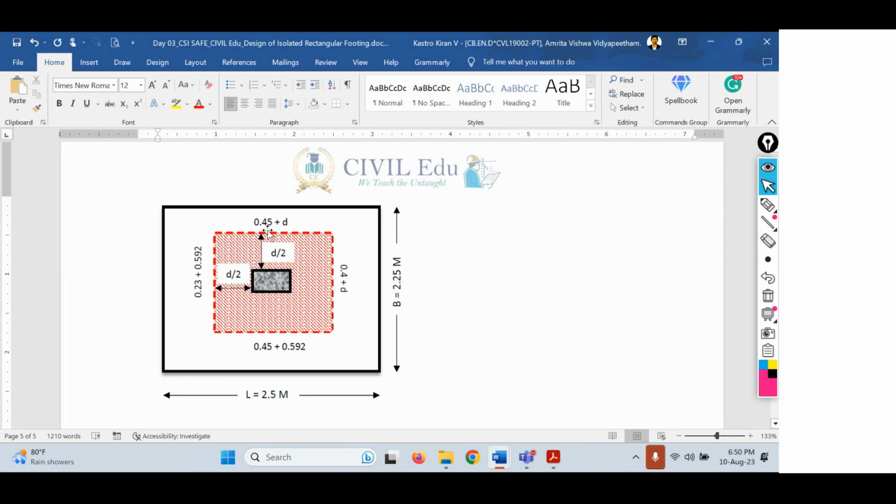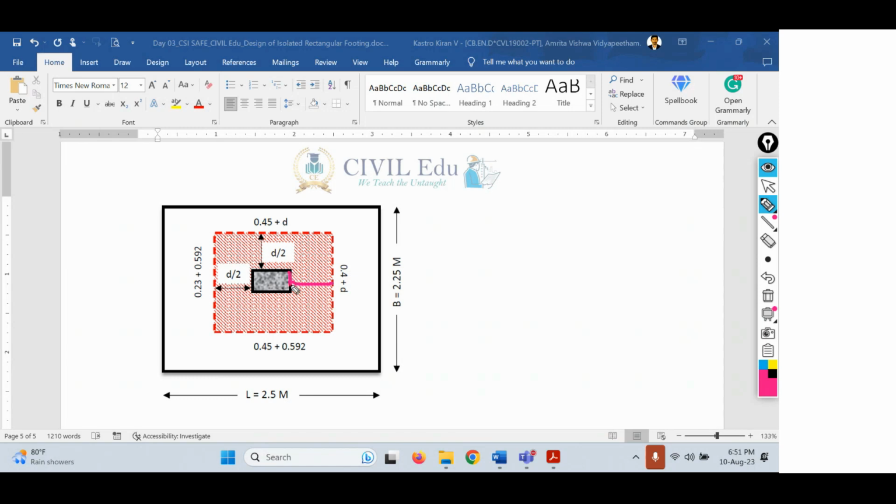Here you can see along the length, what I have written is 0.45 plus d. What is this 0.45? 0.45 is the length of the column, which is given in the question, 450 mm, plus d. What is this d? This side it is d by 2, and this side also it is d by 2. So d by 2 plus d by 2 is d. Therefore, 0.45 plus d.